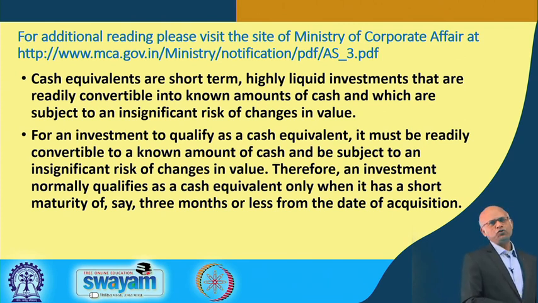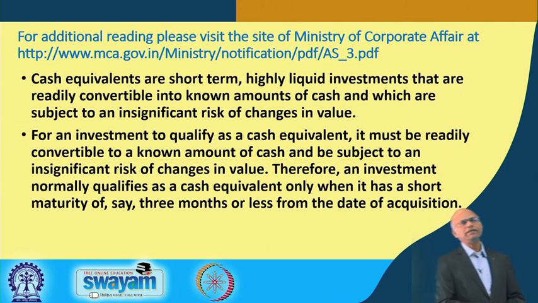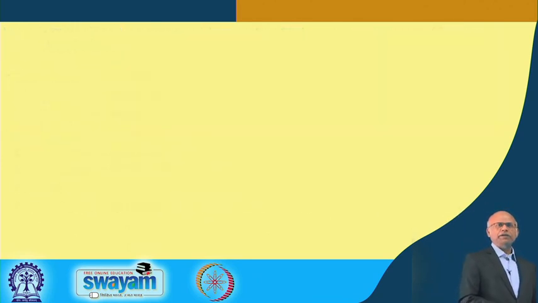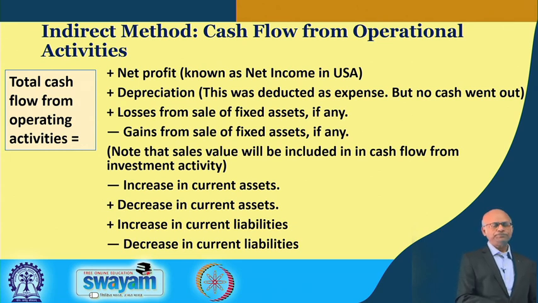Suppose you have a debt instrument, which will be converted into cash. You know the face value and the interest rate, so with fair accuracy you can estimate the total value. That is what they refer to as a cash equivalent. For an investment to qualify as a cash equivalent, it must be readily convertible to a known amount of cash. That is what the definition also is. Therefore, an investment normally qualifies as a cash equivalent only when it has a short maturity, otherwise there is uncertainty involved. Three months or less should be a fair benchmark.